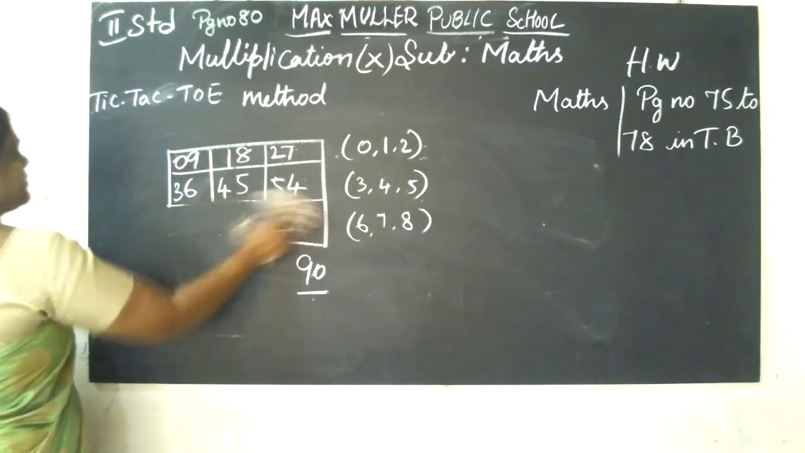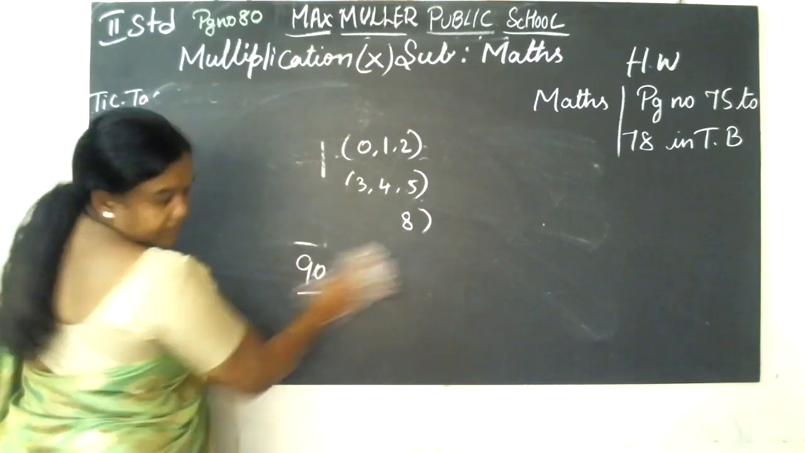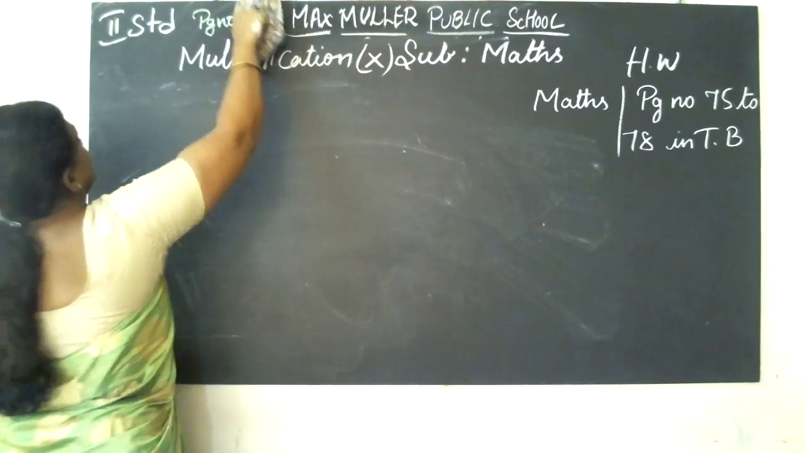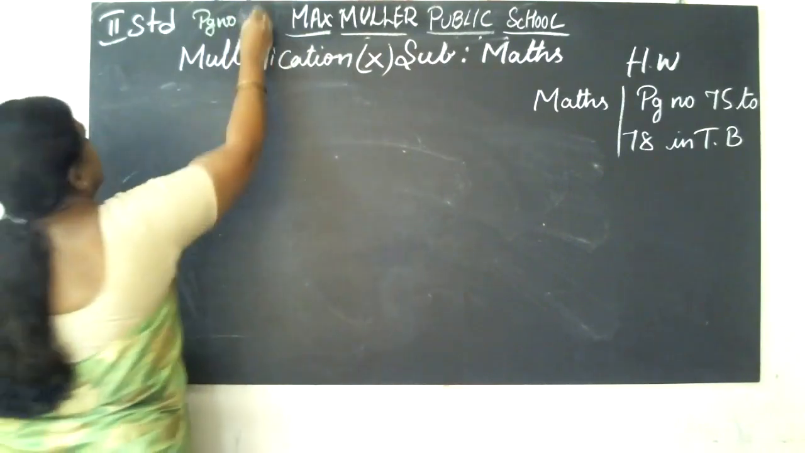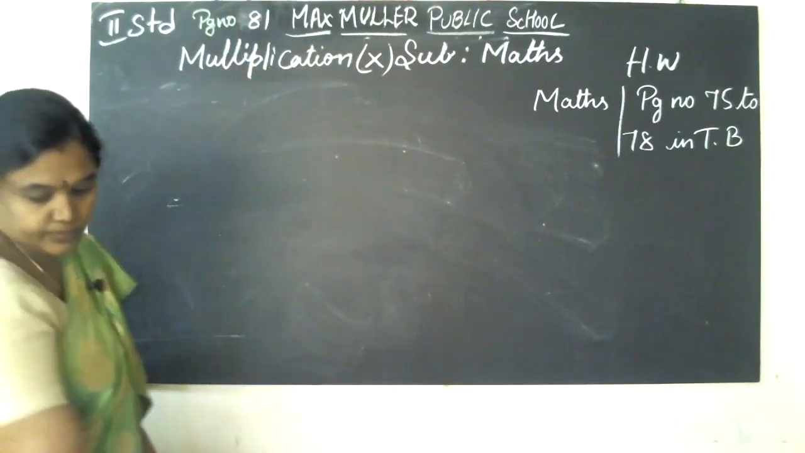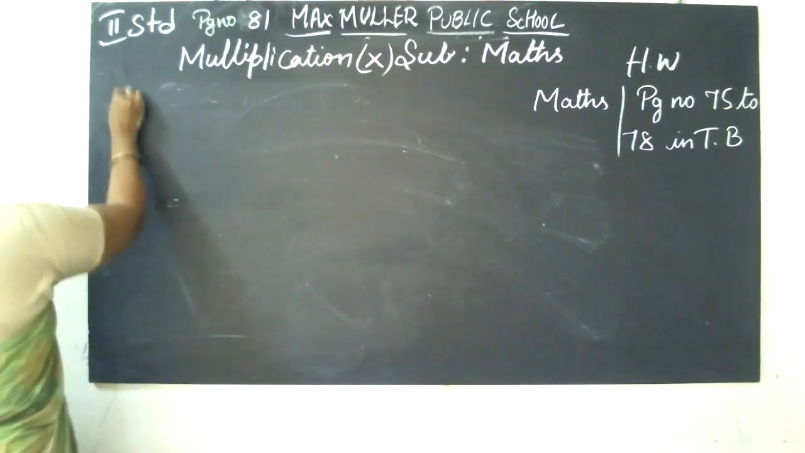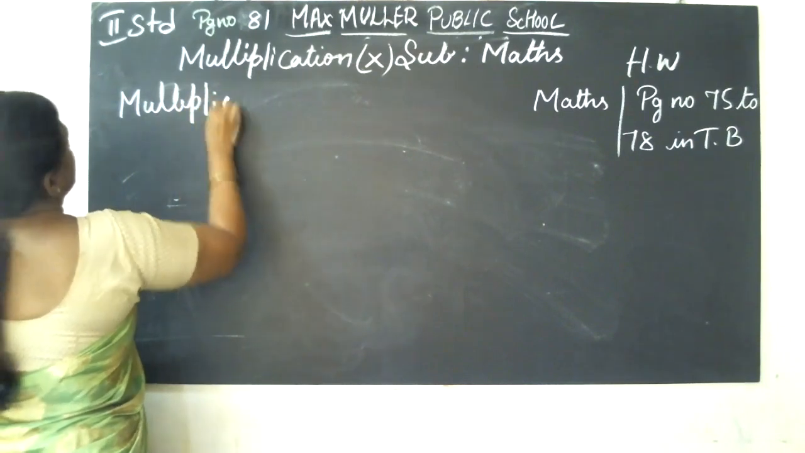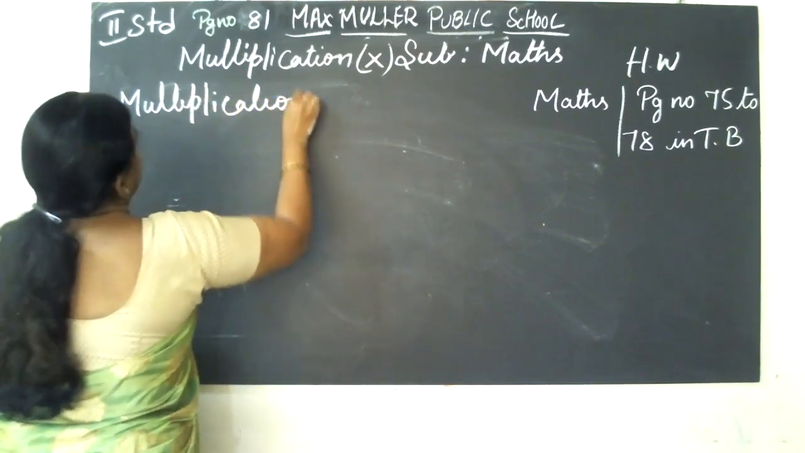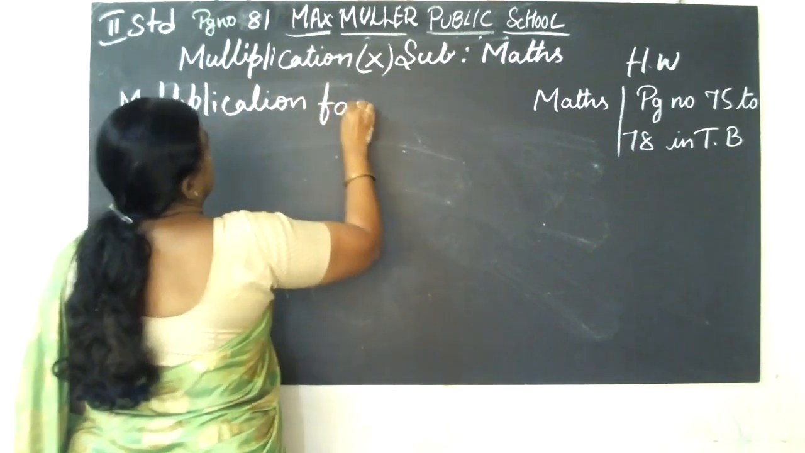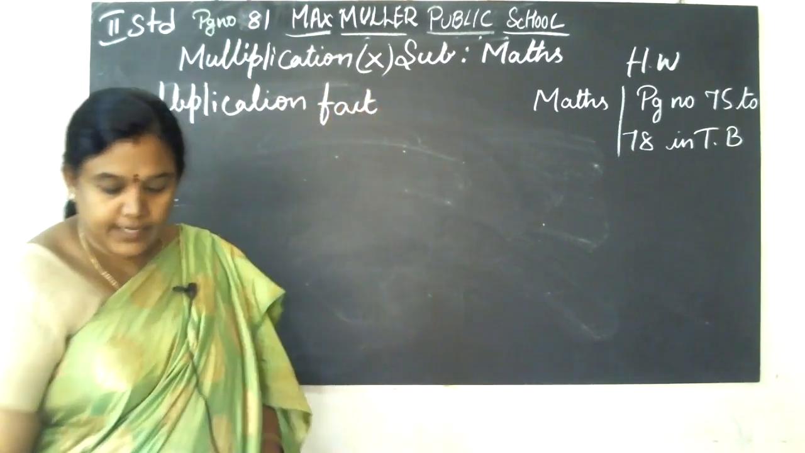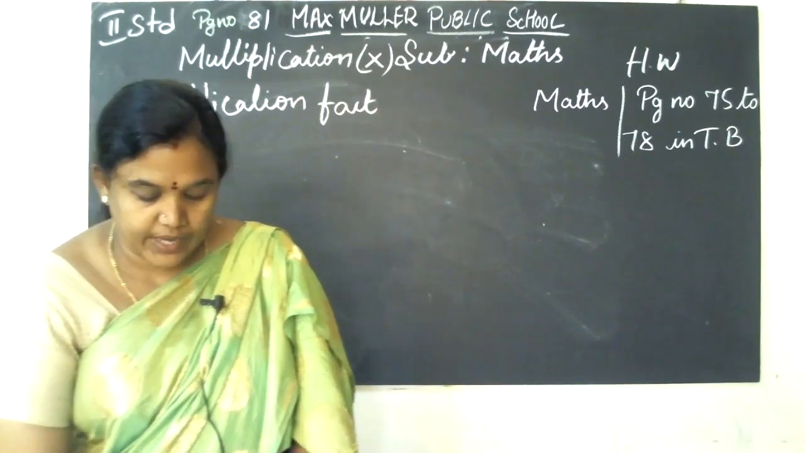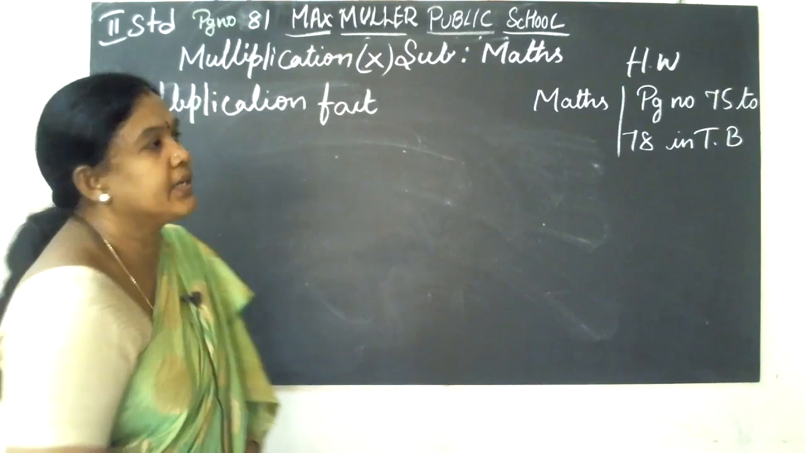Now we'll go to the next main, page number 81 only. Page number 81. Now see a multiplication fact. Open your textbook, children, page number 81, multiplication fact. Multiplication of any number and 1 is the number itself.